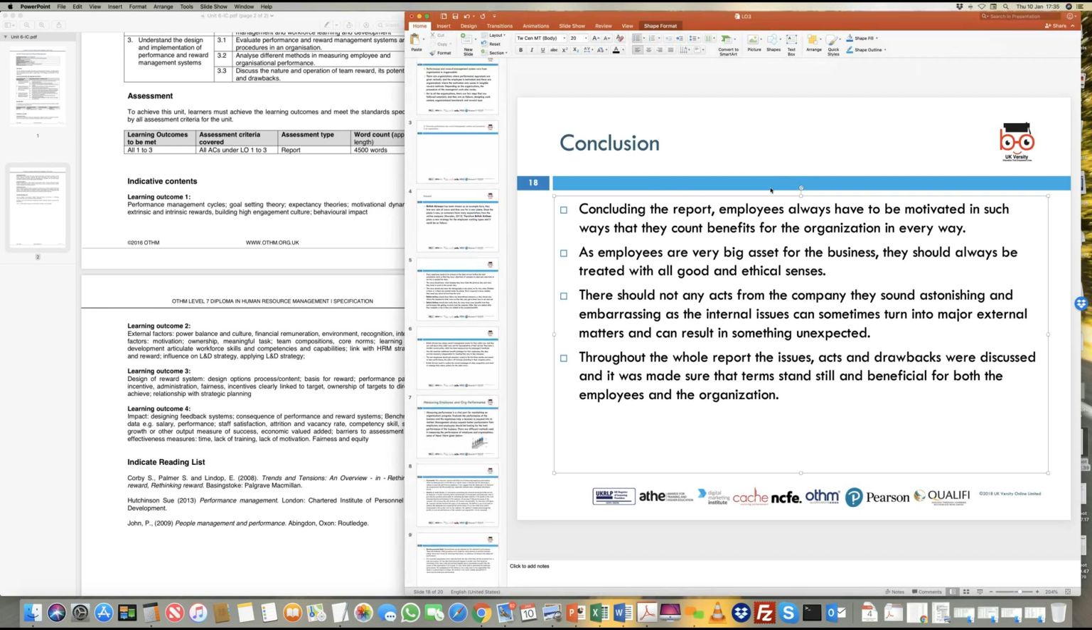Any questions on this so far? No? Okay. What I'm going to do is also give you a bit of a handout, which is going to talk about the design and implementation of how it starts off when I showed you the performance appraisal, and how you design a reward management system in the organization.